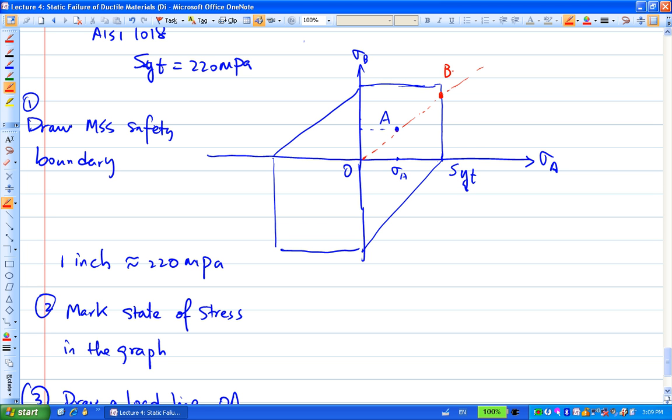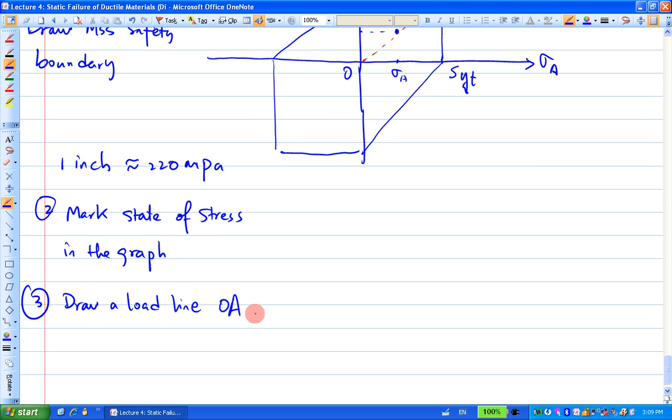Is that good? Yeah. So maybe write down here. Draw the load line and find B point. So this is the intersection with the boundary.